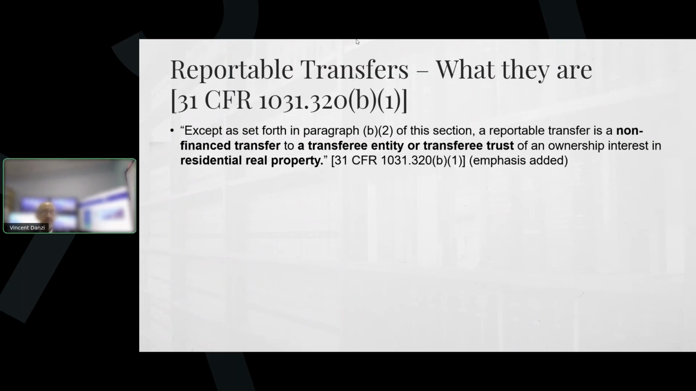Like many things in this rule, the definition that is first given is very broad, and then you subtract from it. So except as set forth in paragraph B2 of this section, a reportable transfer is a non-finance transfer to a transferee entity or transferee trust of an ownership interest in residential real property. Now that sentence is constructed with almost entirely defined terms, and I've actually not even bold-faced every one of them, but we will talk about each of these now.